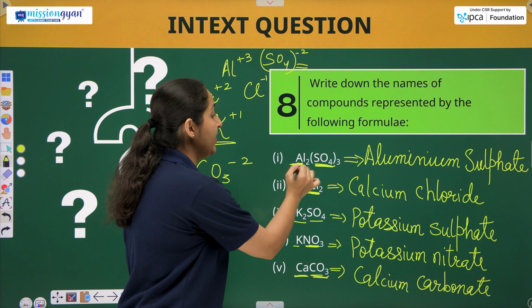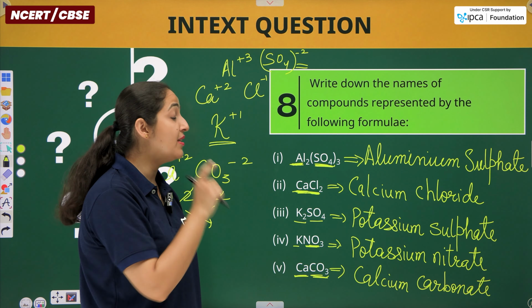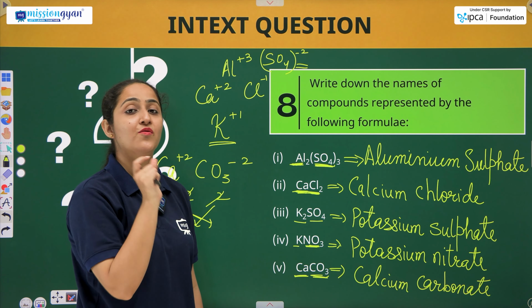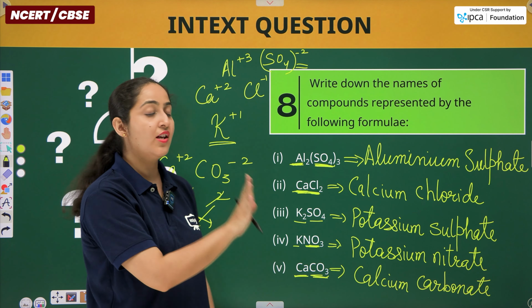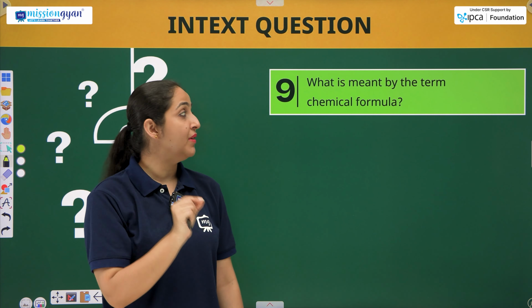So hopefully students, now you understand how to write these names. For that you need to understand the symbols, and if you don't remember, please learn it. The symbols for the monoatomic and polyatomic ions, very important. Alright, so this is how you need to write. Let's move on. What is meant by chemical formula?